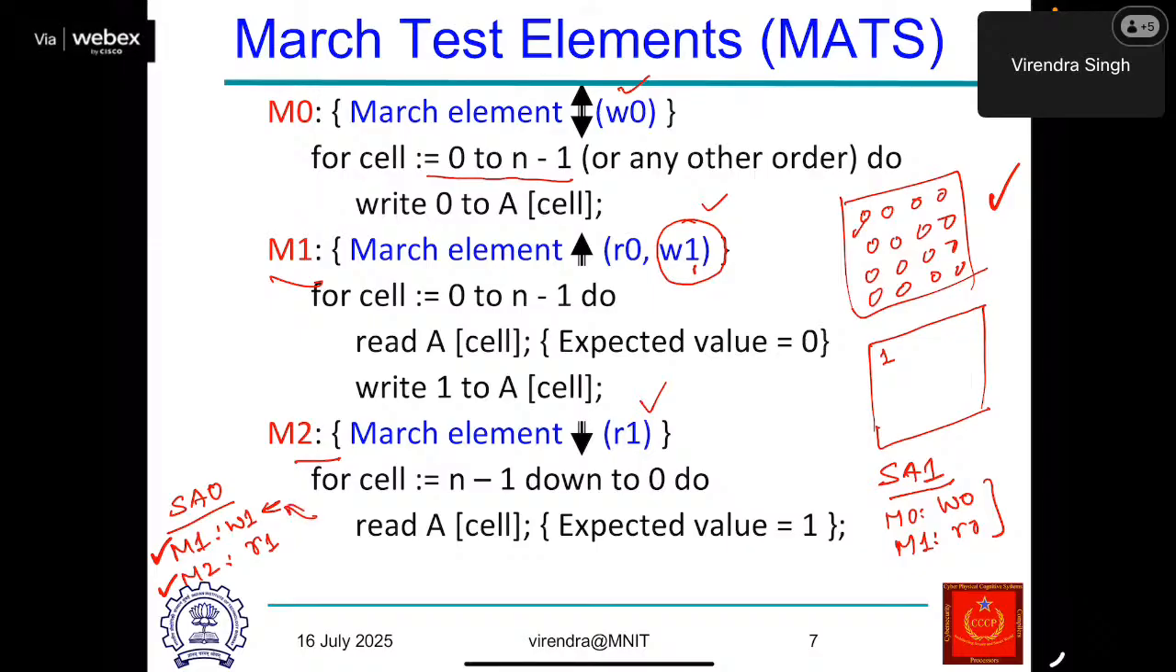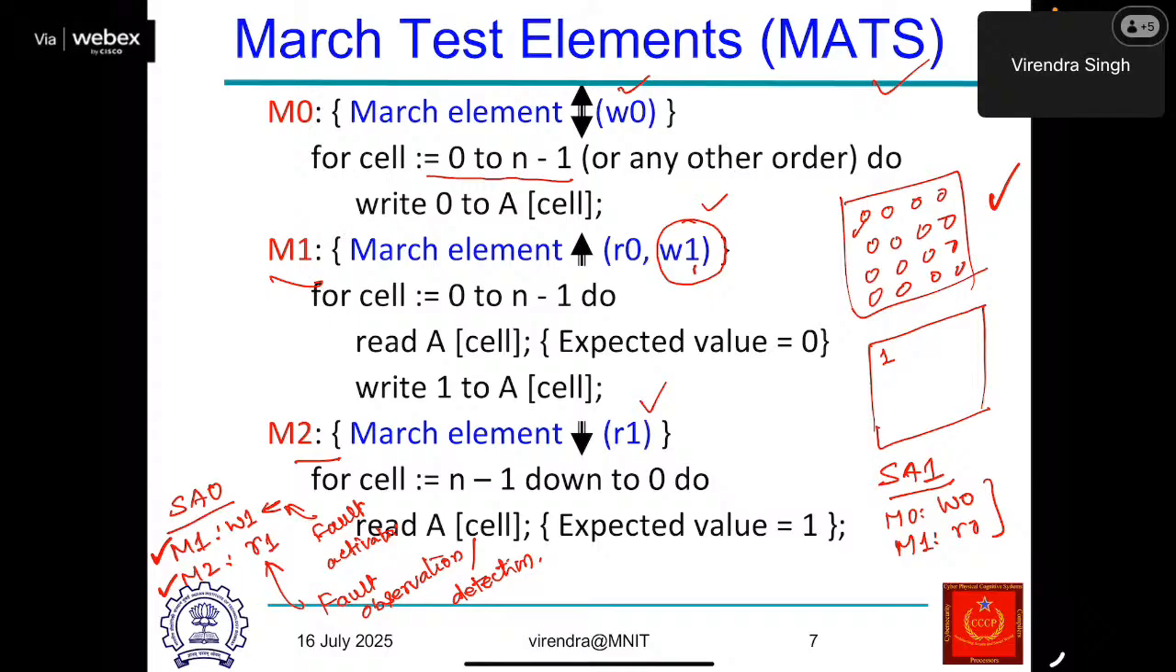This condition we call fault activation, and this is fault observation or detection. So if both of these conditions are covered in this case, then the simplest March test can cover all these.